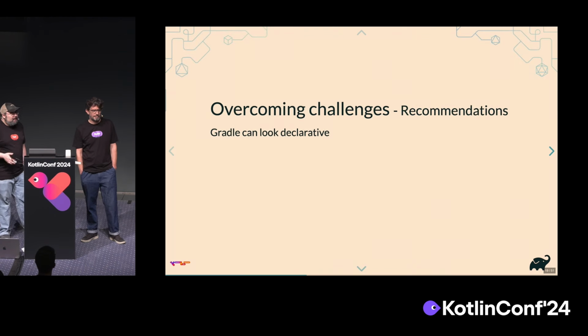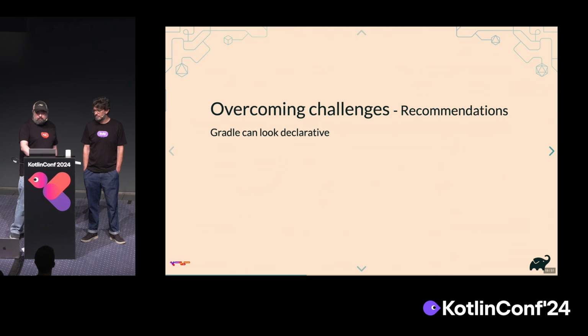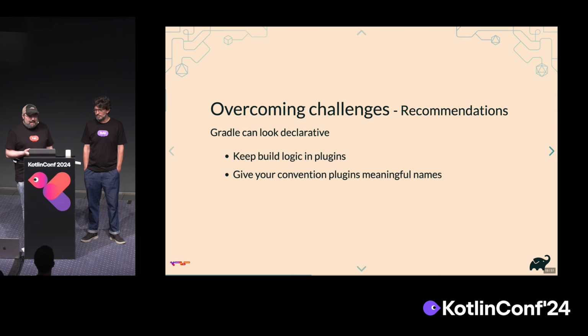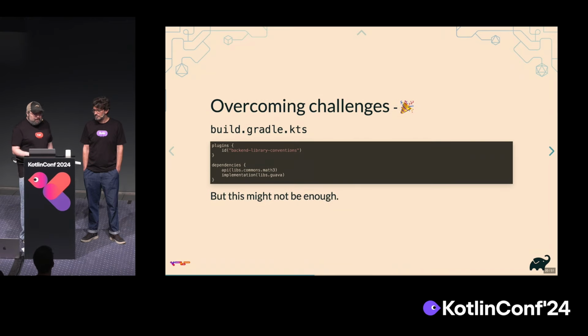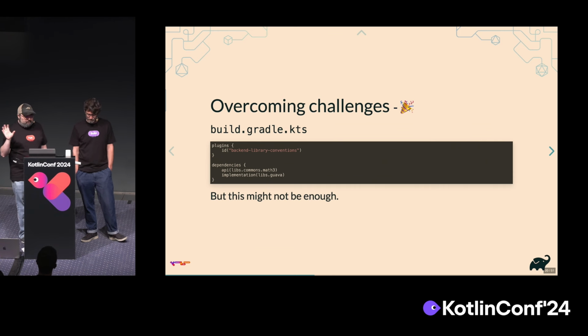Our recommendations have been for a long time to try to make your build scripts look declarative. Keep your build logic in plugins. Give your convention plugins meaningful names so that it makes sense when someone looks at the build file, like, oh, these are my back-end library conventions or something. And then keep your build scripts really simple, no conditions, no loops, just try to keep them almost as data. And so it might look something like this. I apply a plugin, it's got a meaningful name, I've got some dependencies, they're very regular looking, very simple looking.